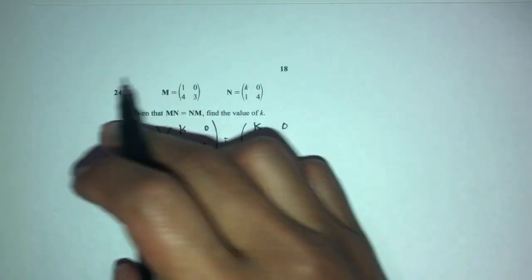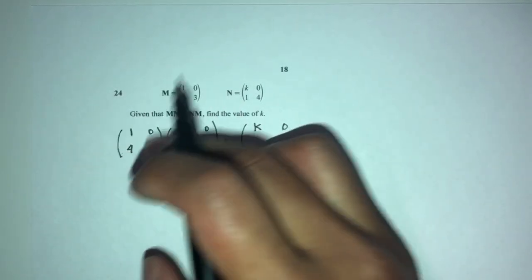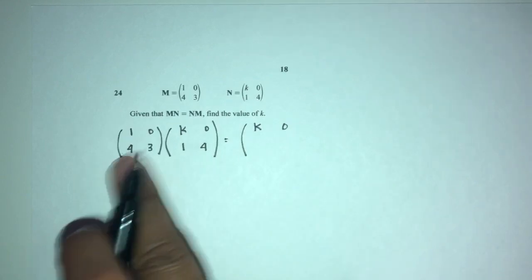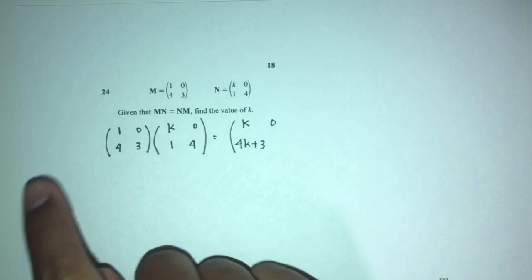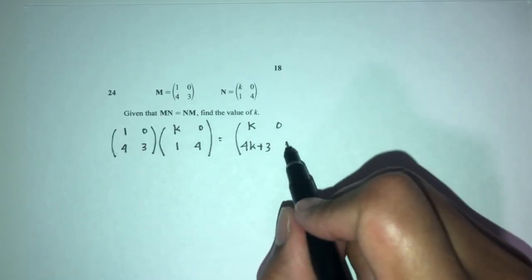It is rows by column. So rows by column, rows by column, rows by column. So this time this will be 4 plus 3. That will be 4k plus 3. Rows by column, that will be 0. That will be 12.